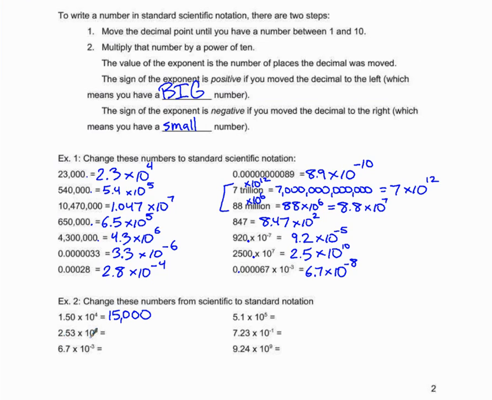2.53 times 10 to the 6th power. I'm going to do the same thing, my first number. So then I'm going to count them off. 1, 2, 3, 4, 5, 6. And what I come up with is 2,530,000.